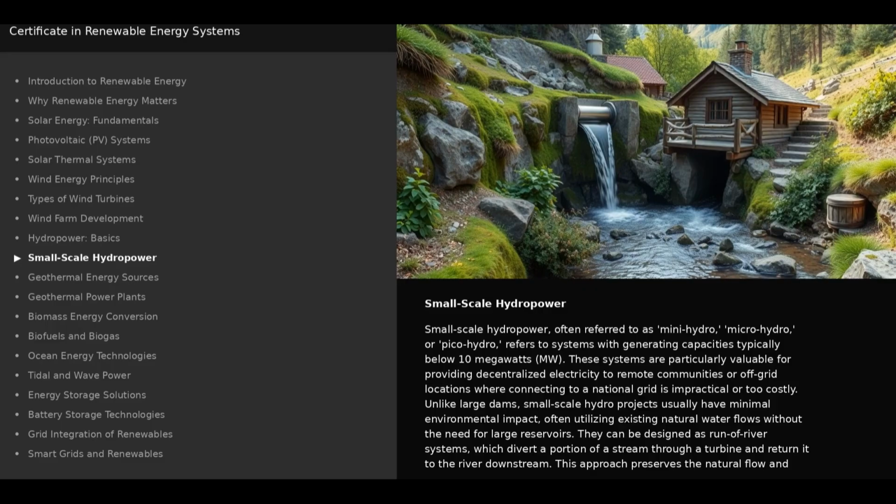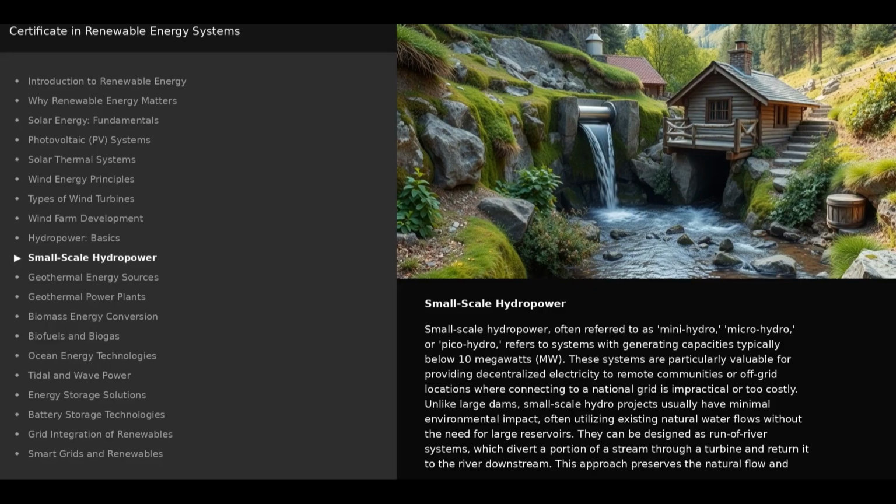Small-scale hydropower, often referred to as mini-hydro, micro-hydro, or pico-hydro, refers to systems with generating capacities typically below 10 megawatts (MW). These systems are particularly valuable for providing decentralized electricity to remote communities or off-grid locations where connecting to a national grid is impractical or too costly.